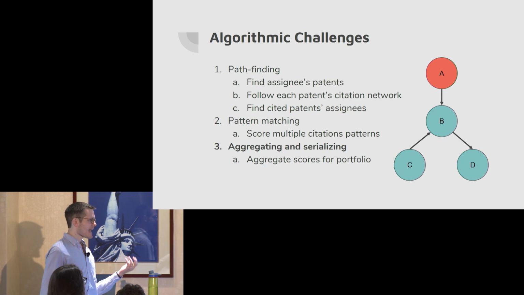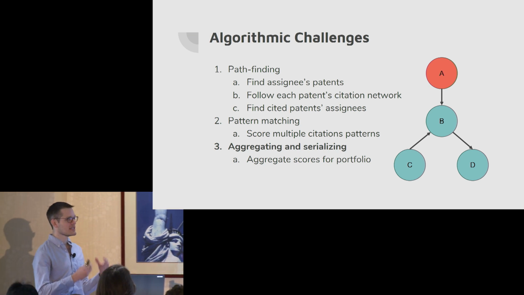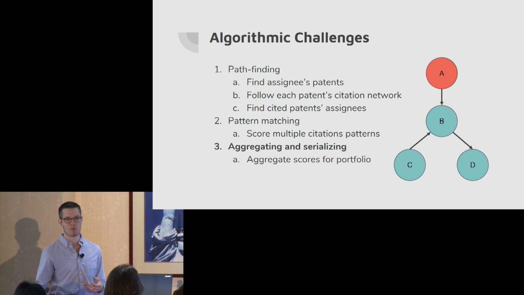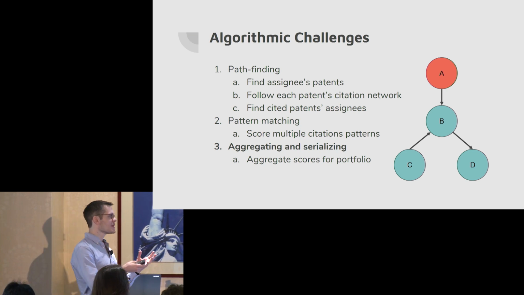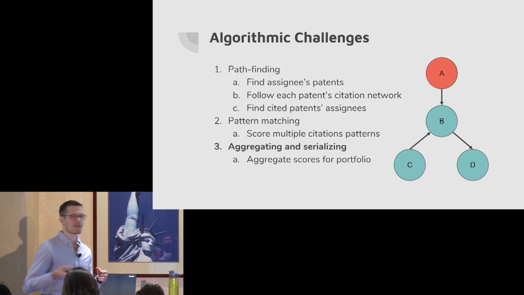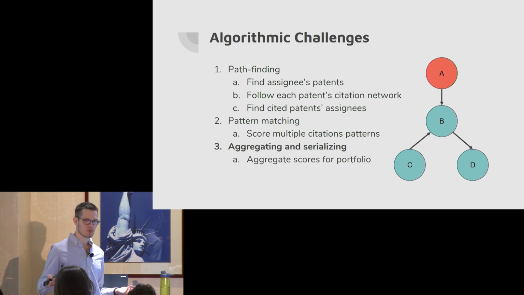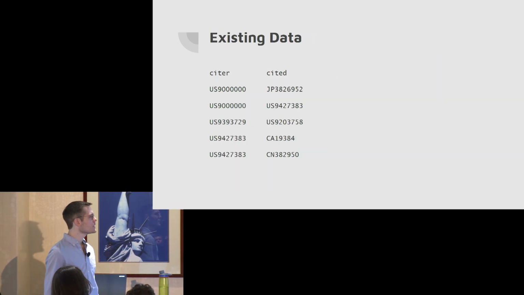And then we would have to aggregate and serialize a lot of data. As mentioned before, we're dealing with a portfolio here, not an individual patent. So once we got a score for, say, an individual subject patent A, we would then have to aggregate all of the other Walmart patents together and get some kind of intelligible score out of it.